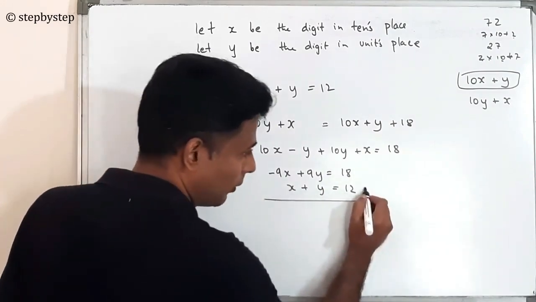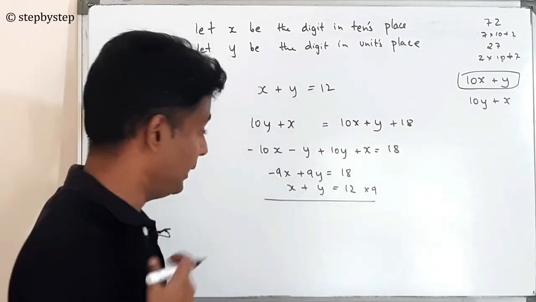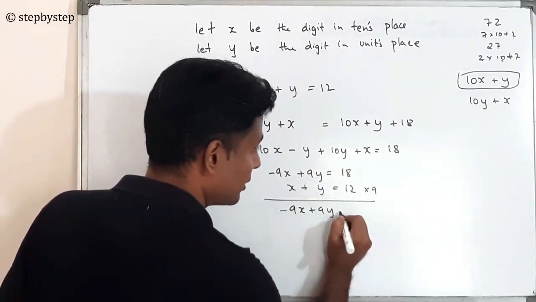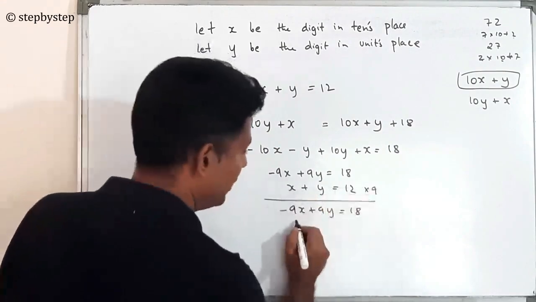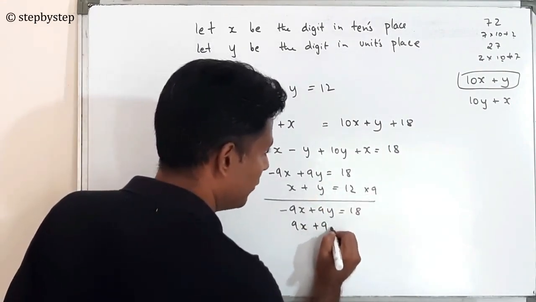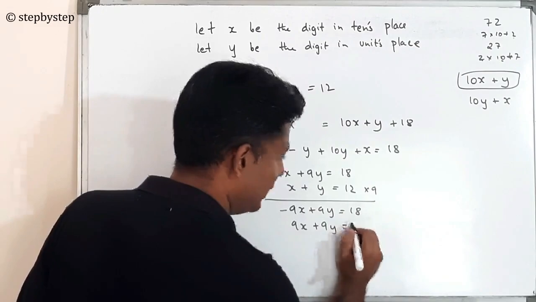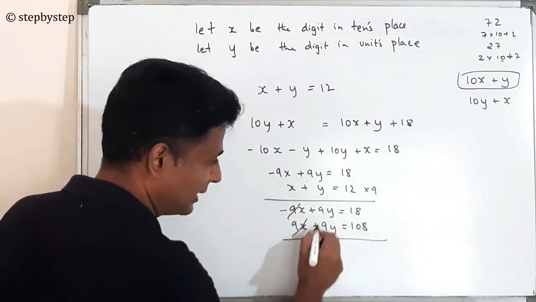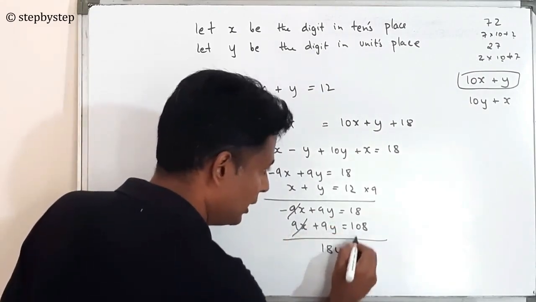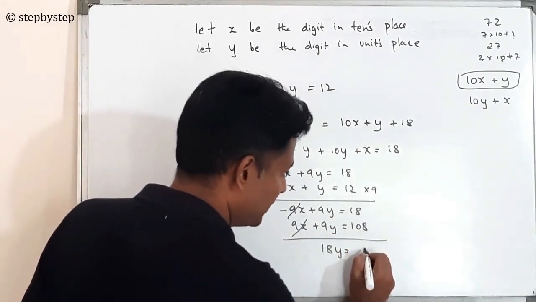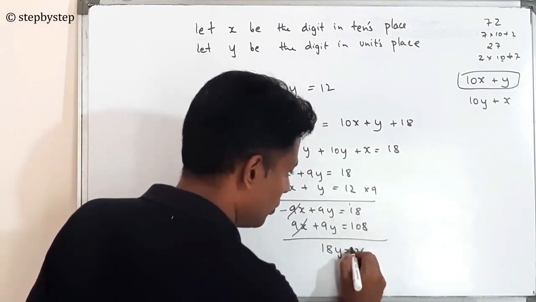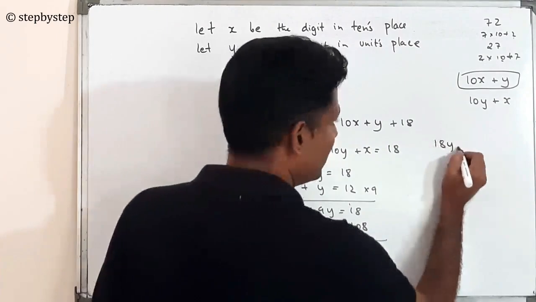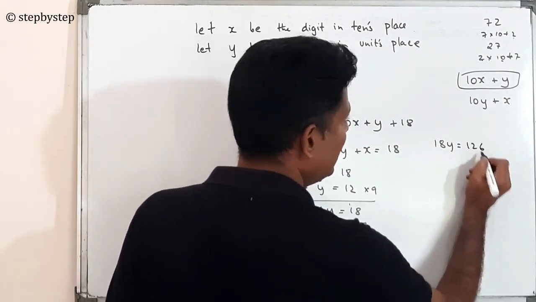Now I'll make the x terms equal. So I have to multiply the second equation by 9. Here the first equation remains the same, equal to 18. Then here 9 into x, 9x plus 9y equal to 12 into 9, 108. So now when I add these, the x terms will cancel, and I'll get 18y equal to 18 plus 108. 8 plus 8 is 16, carry 1. So I get 126. So I get 18y equal to 126.